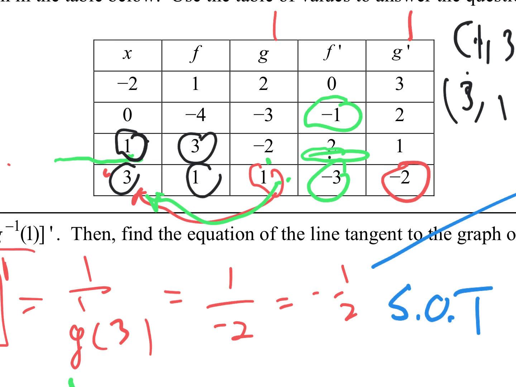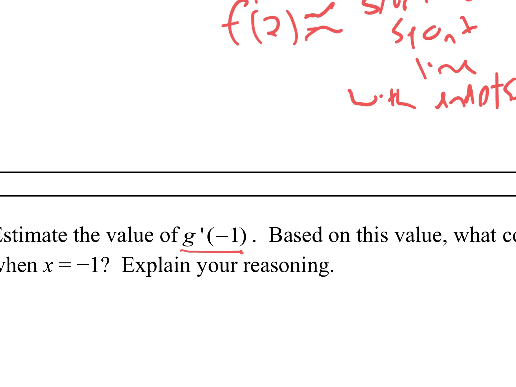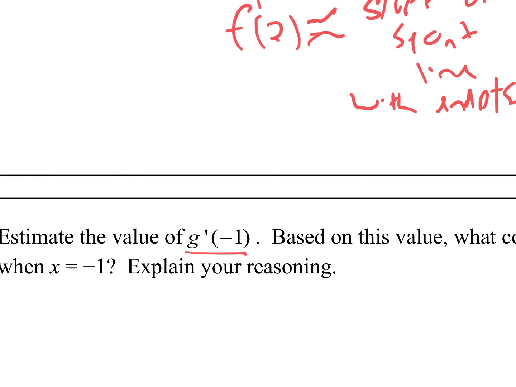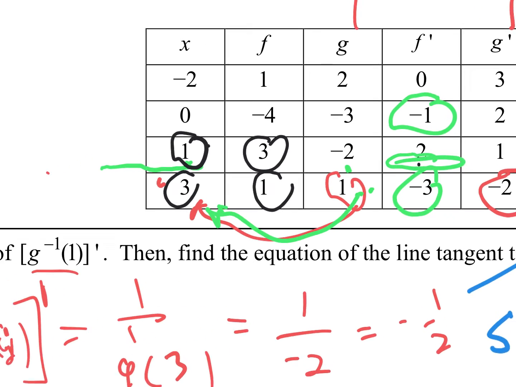What? But it's the inverse of the slope. Oh, is that what it said? Did I read it wrong? No, but it's not the inverse. It's the same thing. Oh, I'm sorry. It's not g of 1. It's g prime of negative 1. Is negative 1 one of my x values? No.